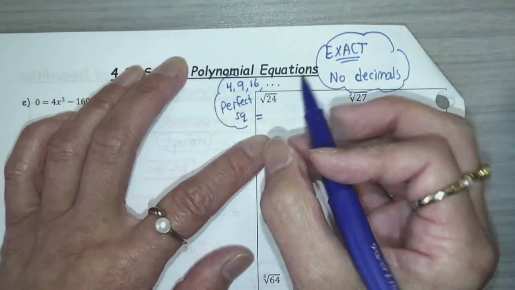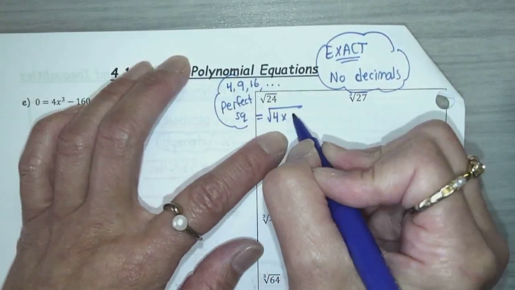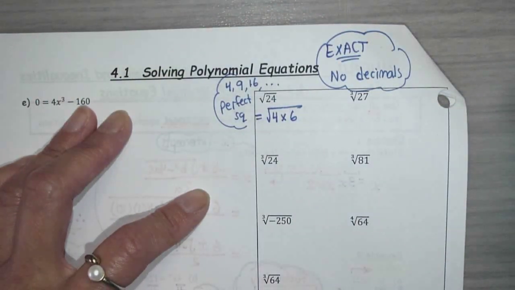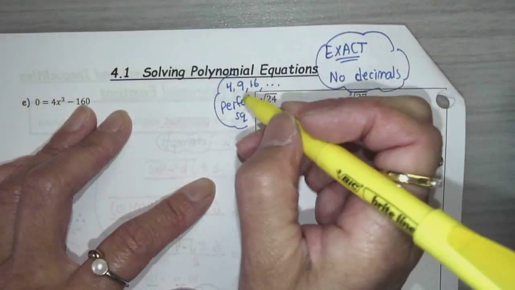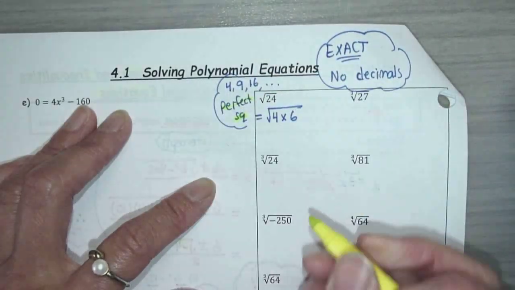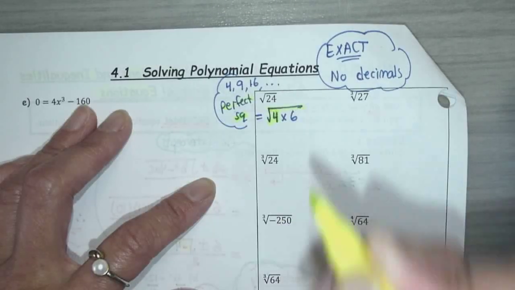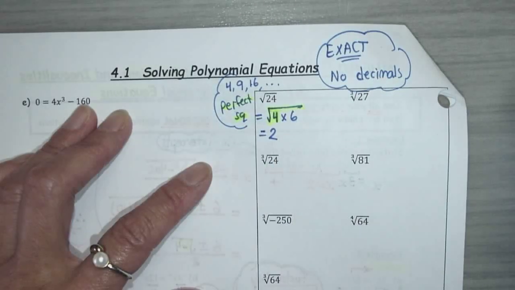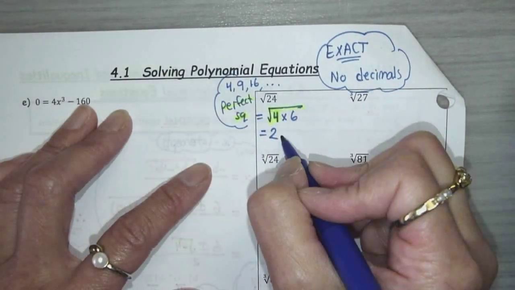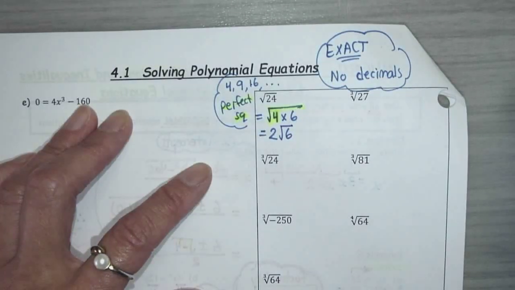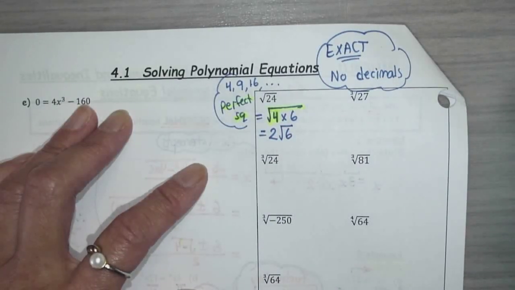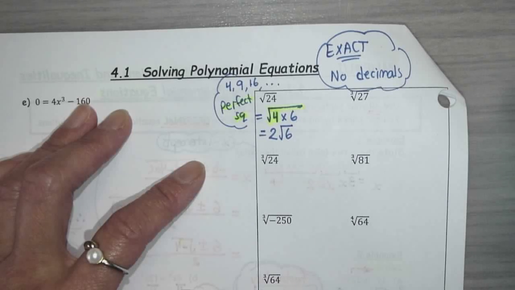What goes into the 24? That would be a 4 and a 6. I know it's 12 times 2. I know it's 8 times 3. Those are not perfect squares. I'm looking for a perfect square because it's a square root, so the 4. So square root of 4 is 2, exactly 2, and you leave your remainder inside there, root 6. Okay, so that's what we wanted. We always left it exact with no decimals. That's simplified without going to a decimal.